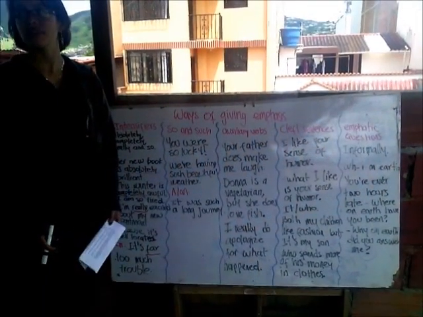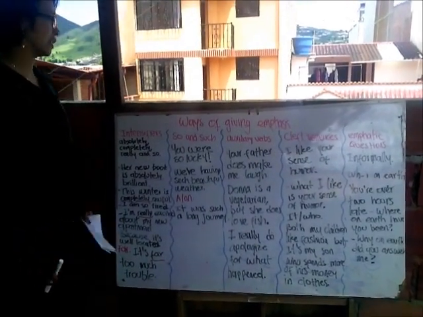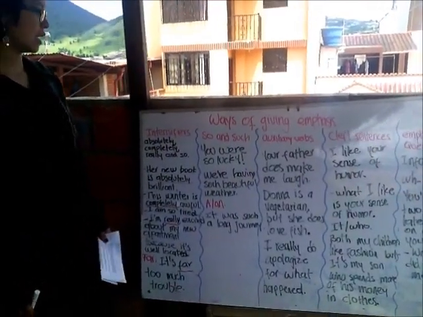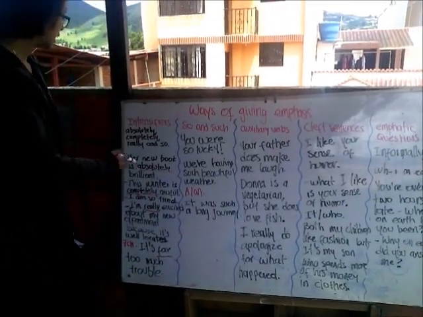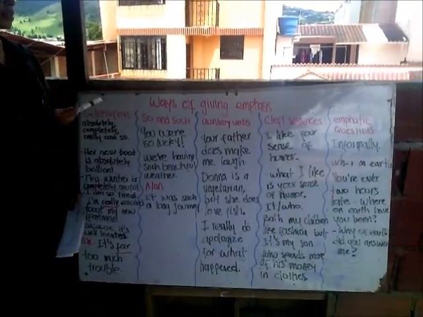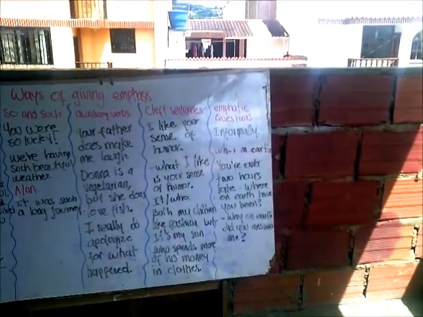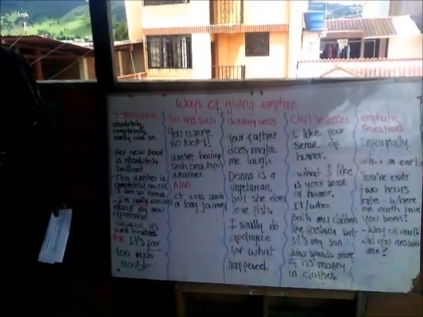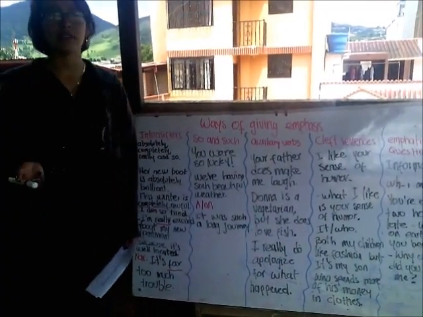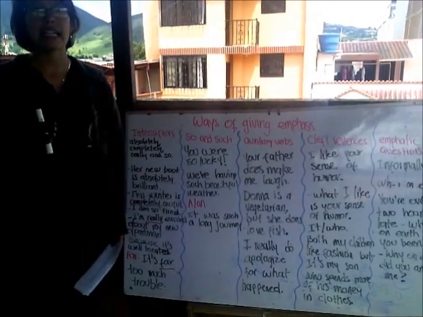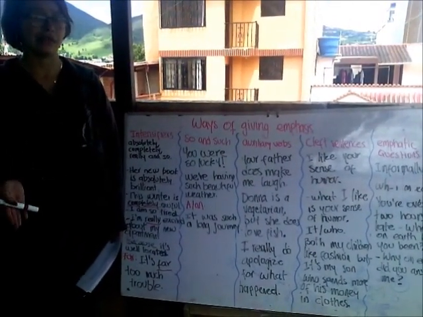Hello, today I'm going to explain to you the different ways of giving emphasis. We have 5 ways. For example, intensifiers, so and such, auxiliary verbs, cleft sentences, and emphatic questions. We speak of emphasis when we want to give something special attention, more importance, or relief.